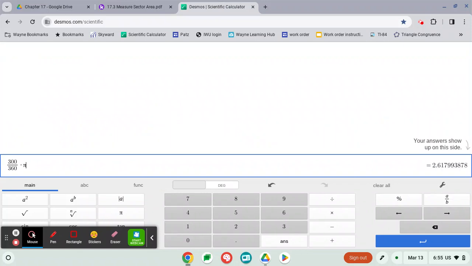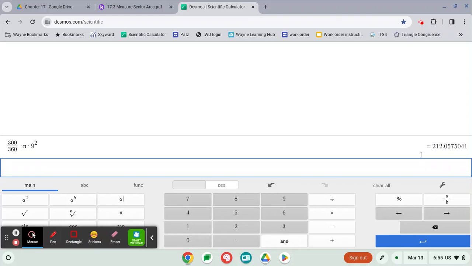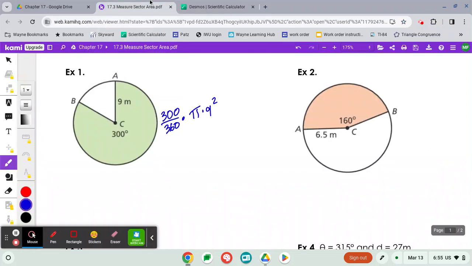So pi gives you pi, or you can see it's right there. So 300 divided by 360 times pi times 9 to the second, or most of you know 9 to the second is 81. And we get 212. If we round to the nearest tenth, it'll be 212.1. Now, we need to remember this is area. So we know it's not meters, it is meters squared. Every time you are dealing with area, you are going to square it.